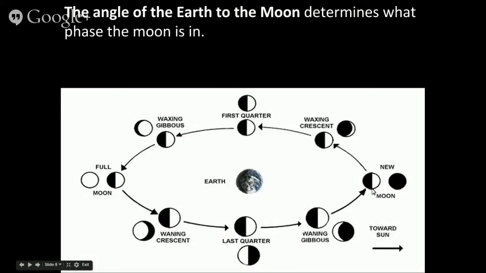Just like all the other phases, half of it's covered in light, correct? But now look at it. This is what it would appear from Earth. So draw an imaginary line. Imagine a line going straight from Earth, someone standing on Earth looking up into the sky. Well, are they seeing the lit up part?